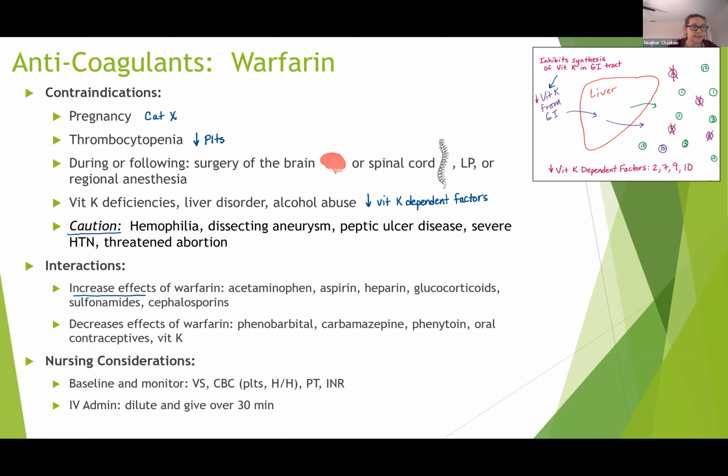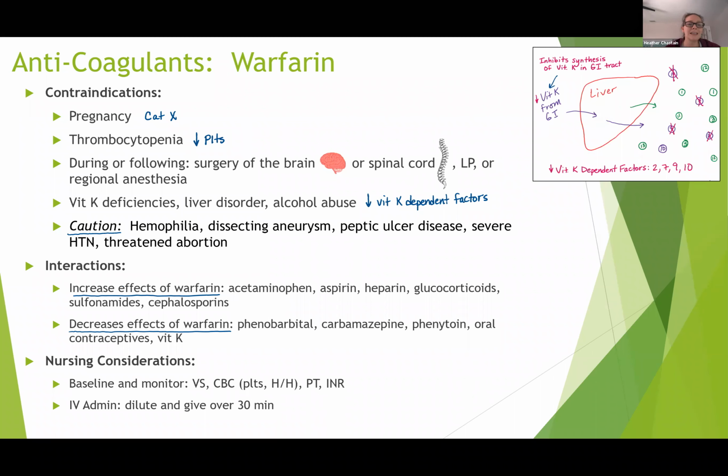Interactions. Things that increase the effects of warfarin: acetaminophen, aspirin, heparin, glucocorticoids, sulfonamides, and cephalosporins. Notice acetaminophen. We talked about before that you could take acetaminophen with heparin and enoxaparin. Well, with warfarin, you just have to be careful because it can increase the effects. Things that decrease the effects of warfarin: phenobarbital, carbamazepine, phenytoin, oral contraceptives, very important, and of course, vitamin K. The more vitamin K you eat, the less effective warfarin will be.